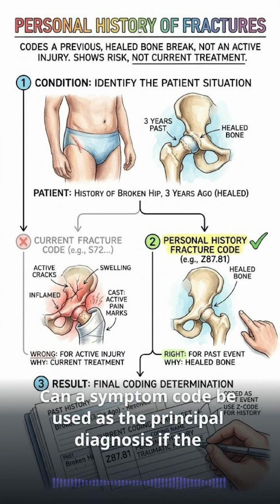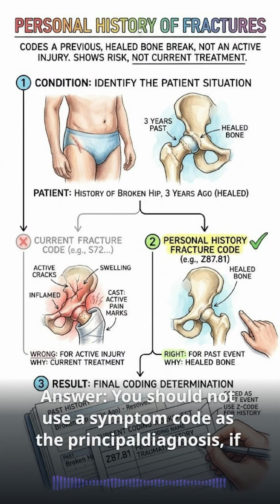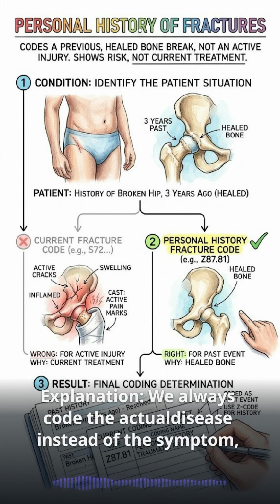16. Can a symptom code be used as the principal diagnosis if the underlying cause is already fully known? You should not use a symptom code as the principal diagnosis if the true disease is already known. We always code the actual disease instead of the symptom, because it gives a much clearer medical picture.